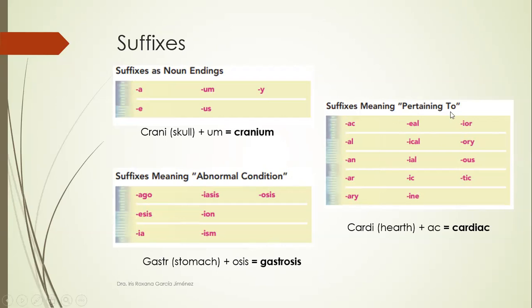Suffixes meaning pertaining to, we have all of these charts to check: ac, al, an, ar, ary, ial, ical, ine, ior, ose, tic. For example, cardi, the word root, plus the ac, cardiac. Yes, easy to make, right?